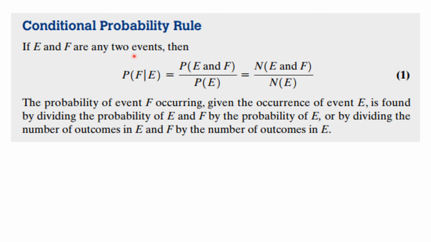If E and F are any two events, then the probability of F given E is the probability of E and F divided by the probability of E. And if we're just counting from a table, that is the number in E and F divided by the number in E. And I'll say it again. The probability of event F occurring given the occurrence of event E is found by dividing the probability of E and F by the probability of E, or by dividing the number of outcomes in E and F by the number of outcomes in event E.